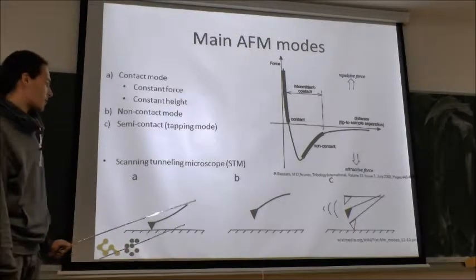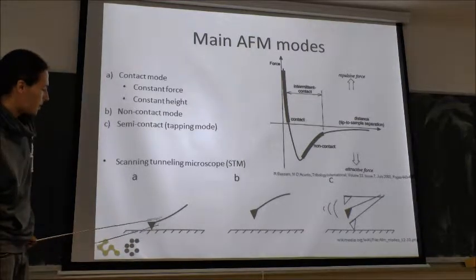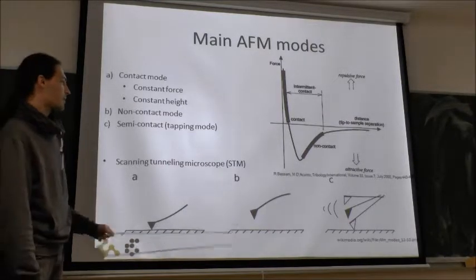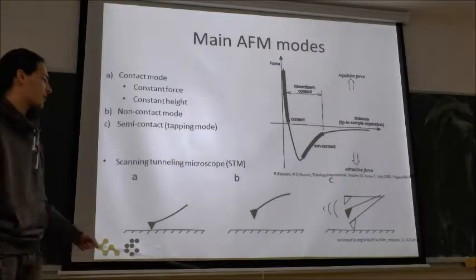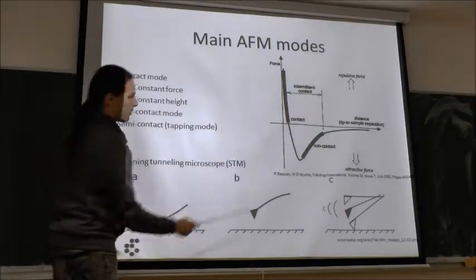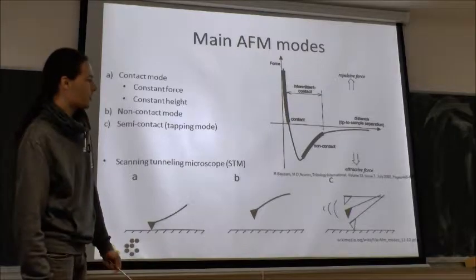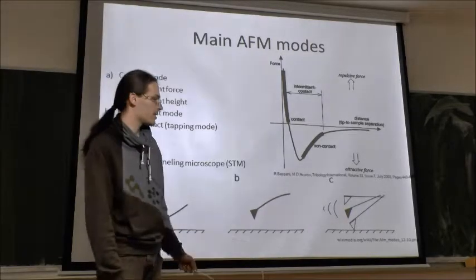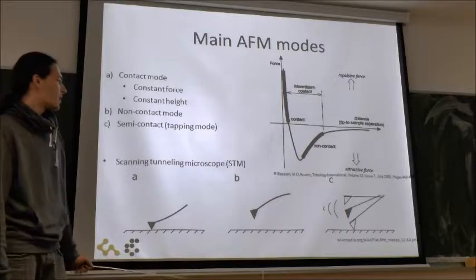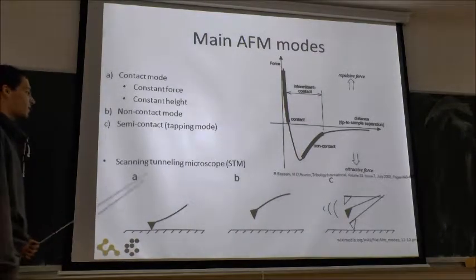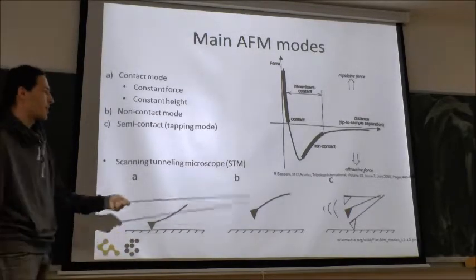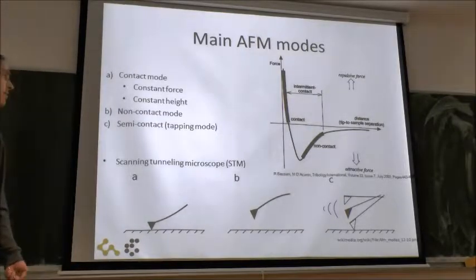So the three modes are the contact mode, where we scan the sample with the tip on the sample. The second is the non-contact mode, where we're scanning not in contact, but we still feel some forces between the tip and the sample. And the third technique is when we oscillate the tip and just touch the sample at points. What I can mention is that in such a geometry we can also measure the scanning tunneling current. So actually we also have the STM in the AFM system.